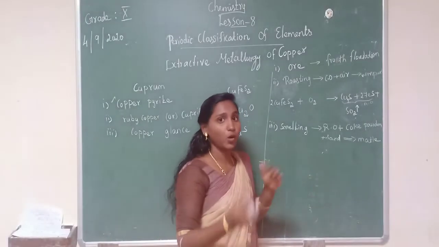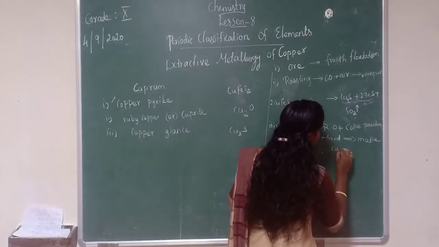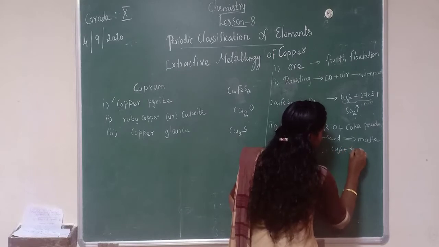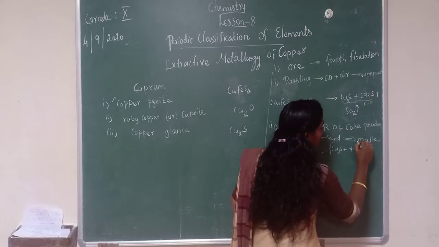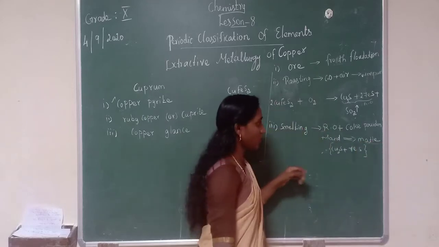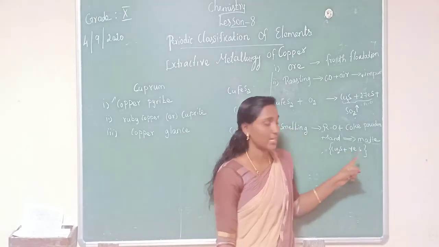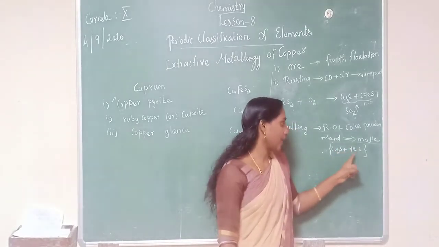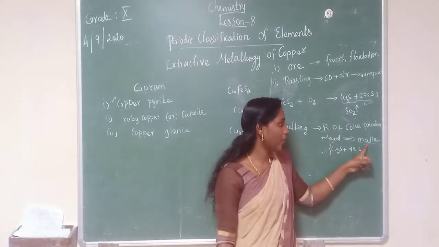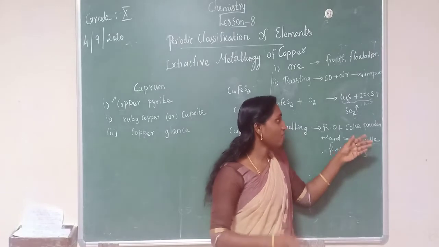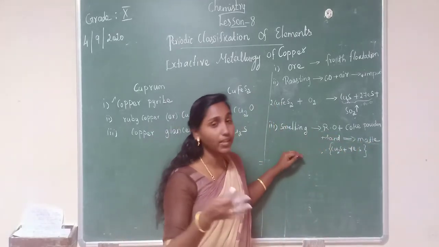Match is one of the products. This match contains the same product we will get: Cu2S plus FeS. Okay, Cu2S plus FeS. One question maybe they will ask: what is the formula of mat? Cu2S and FeS, that is sulfides of copper and iron. This is called mat. Have you understood? Some remaining waste product can also form. That product, the slag, will be removed.